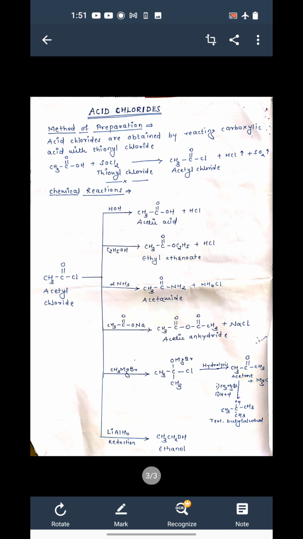Acetyl chloride also reacts with a Grignard reagent. We take the example of CH3MgBr. First we get an addition compound, which is unstable and immediately undergoes hydrolysis to form acetone. Then in the last case, that is the reduction reaction, simple. We know that when acetyl chloride undergoes reduction in the presence of LiAlH4, it always forms ethanol, the primary alcohol. Okay, so these are the preparation and reactions of acid chloride.